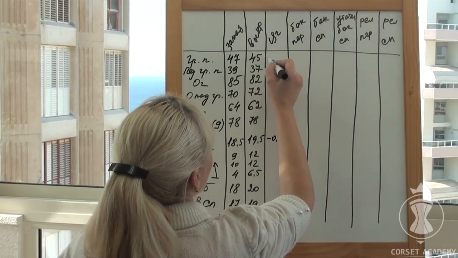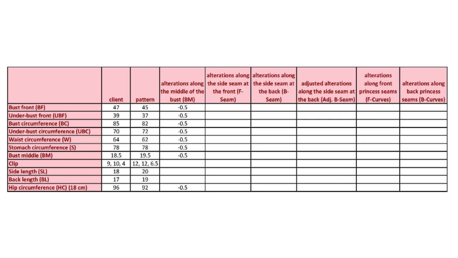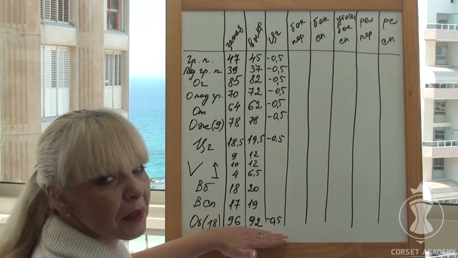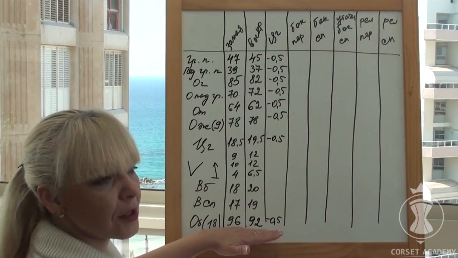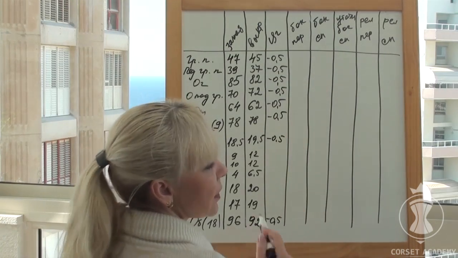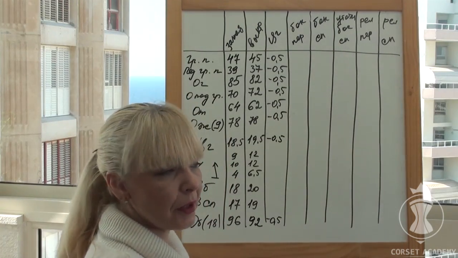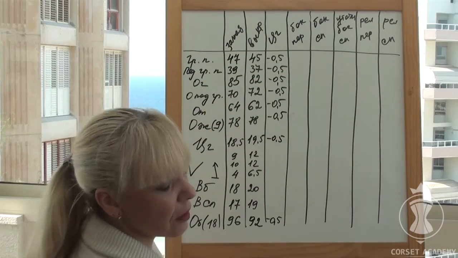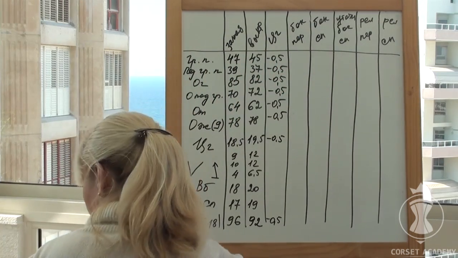That's why I write negative 0.5 centimeters into every line of the third column. I write it down for the hip circumference as well. Although this measurement is optional, we might need it later. We are done with the bust middle, and now I start calculating the location of the front side seam using the first 2 measurements and accounting for the alteration of the central front piece.